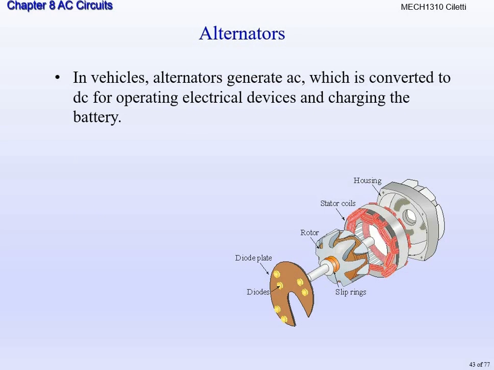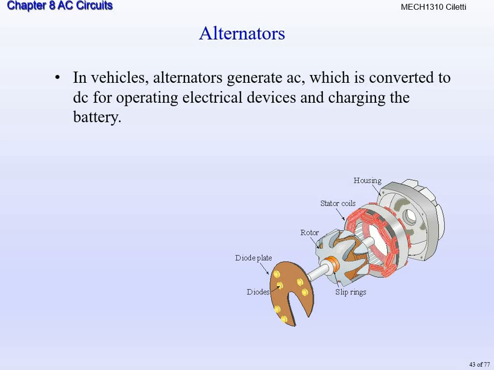But if we take a look, this is how your generator looks, or rather, your alternator in your car. So there are four different main pieces here. There's the housing that it sits in. There's the stator coils. And then we have the rotor. So we can see what's going on with the rotor.